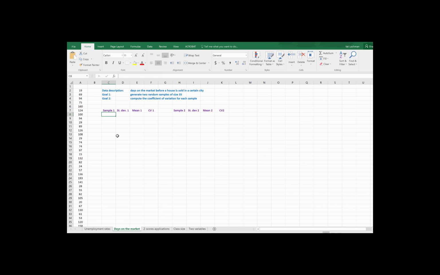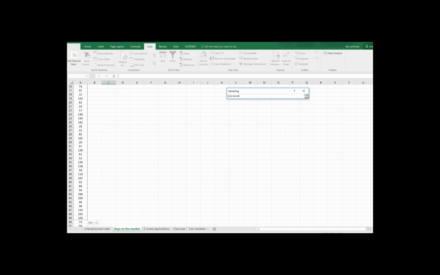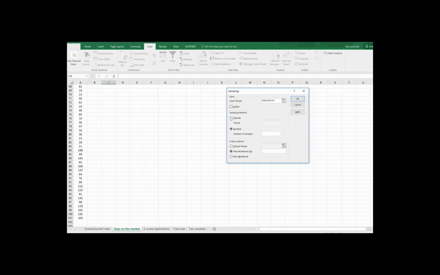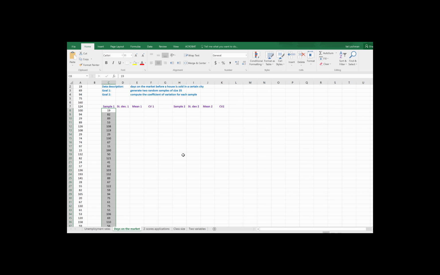You already know how to generate your random sample. We're going to go to data analysis, sampling, press OK, input range, so highlight your data here. We need to use a random sample of size 35, and the output range is where you would like to store your sample, so over here is good. Okay, and here's my first sample.